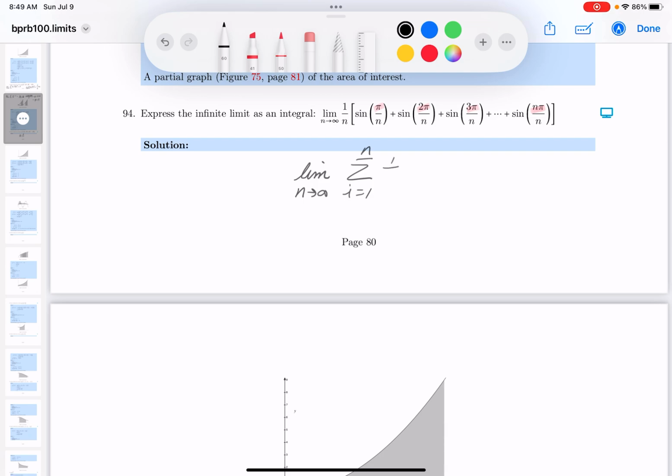So let's write this over here. 1 over n times the sine of i pi over n. All right? And then the question is, what's the length of the interval? Looking at it, it's 1. It goes from 0 to 1. So let's write that down. I'm going to say 0 to 1. And then what's the function? It looks like sine of pi x.